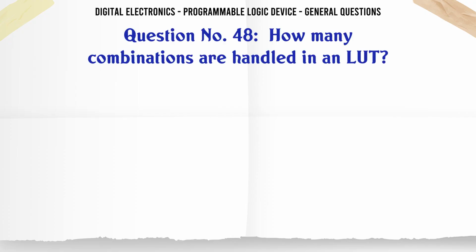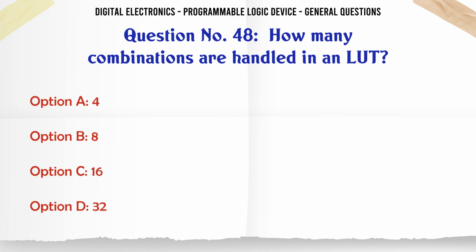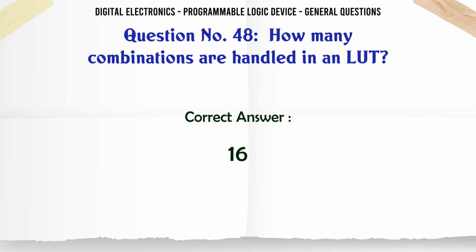How many combinations are handled in an LUT? A. 4. B. 8. C. 16. D. 32. The correct answer is 16.